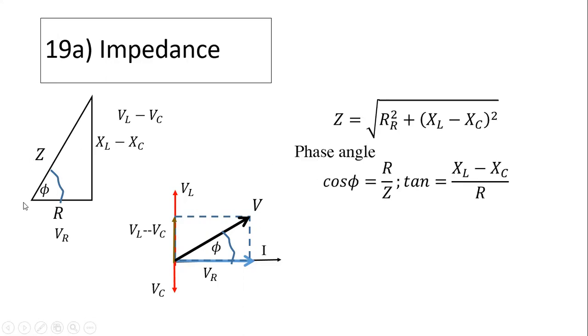As I said, you can use cos, you can use tangent. If you use cos, then it's just R over Z, or VR over V. And if you use tangent phi, there's a missing phi here, it's just your (XL minus XC) over R, or (VL minus VC) over VR. Just cancel the current off.